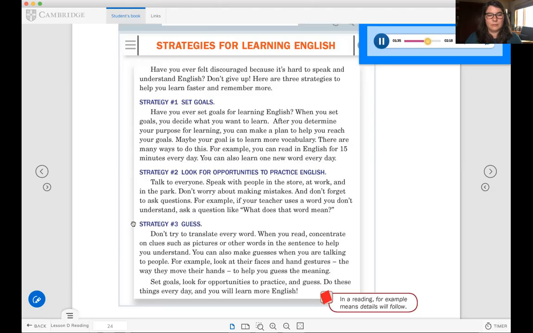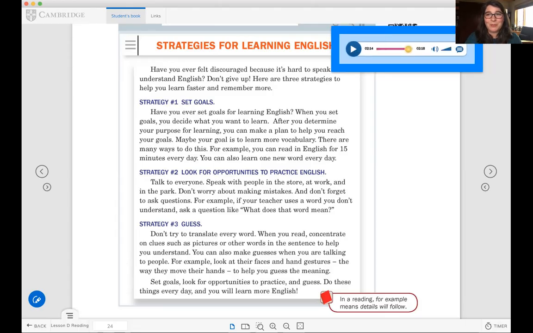Strategy number 3, guess. Don't try to translate every word. When you read, concentrate on clues, such as pictures or other words in the sentence, to help you understand. You can also make guesses when you are talking to people. For example, look at their faces and hand gestures, the way they move their hands, to help you guess the meaning. Set goals, look for opportunities to practice, and guess. Do these things every day, and you will learn more English.